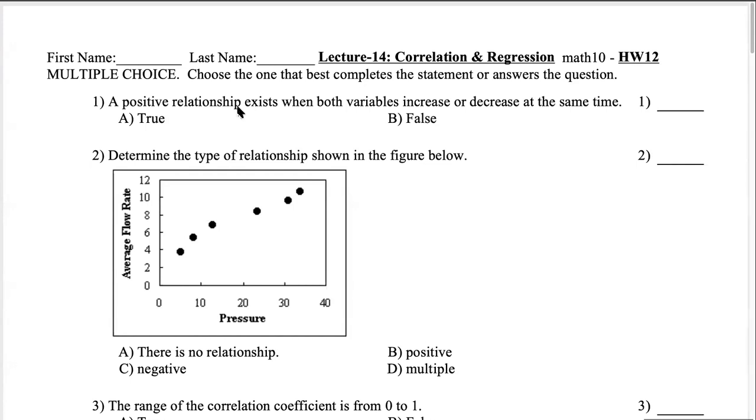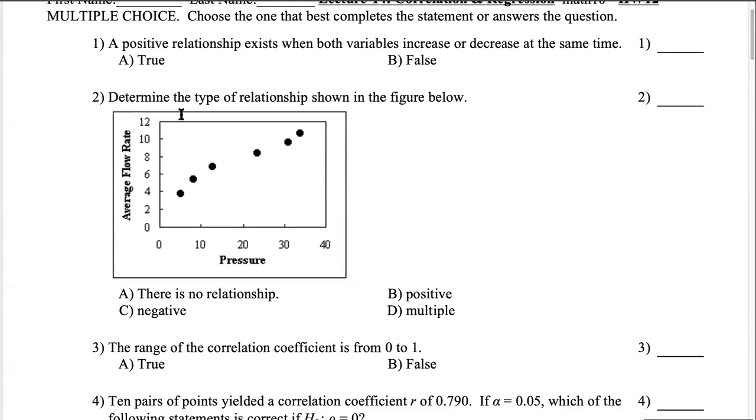If variable A is going up, variable B also going up, so they are going the same direction, or you say both increase or both decrease, then they have the positive relationship. Number 2, determine the type of relationship shown in this picture here. You can see X value going up, Y is also going up. It is a positive one.